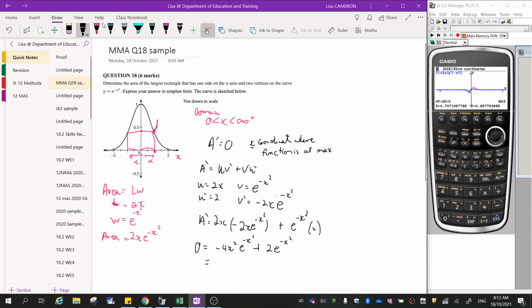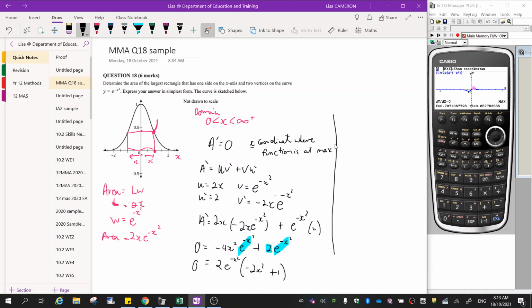Now, I can see that they both share this as a factor, so that can come out. And I can see that they've both got 2 because that can be divided by 2 as well. So that's what I'm going to take out the front: 2e to the minus x squared, bracket. When I divide this by that, I'm going to end up with minus 2x squared plus 1 equals 0.